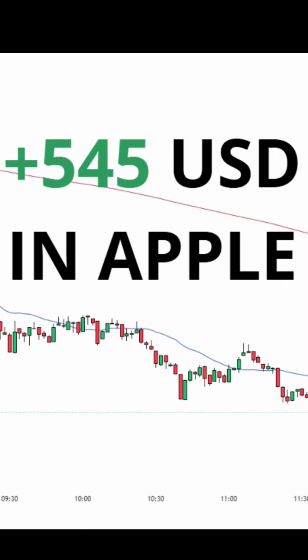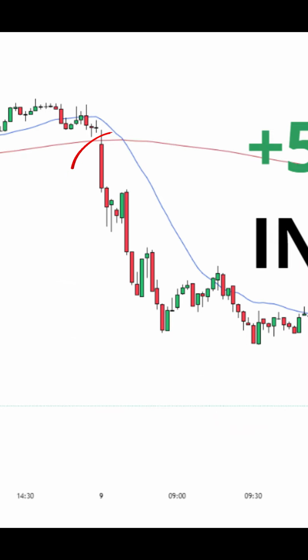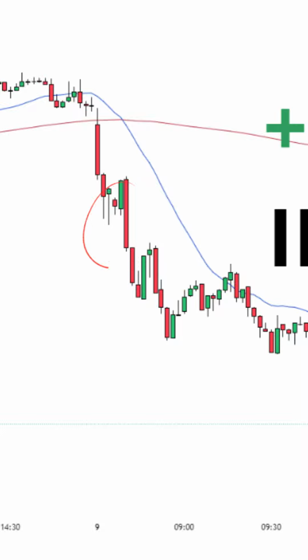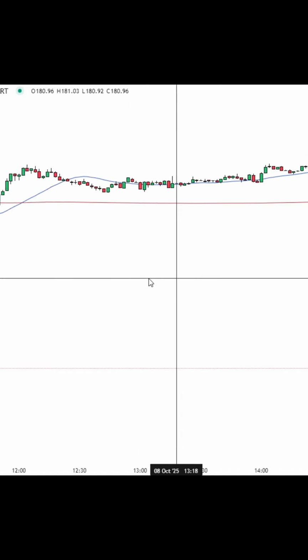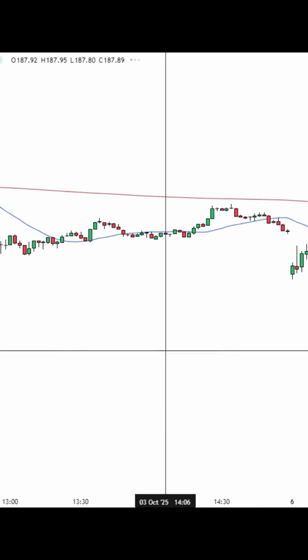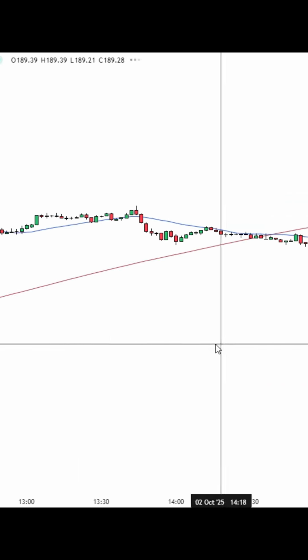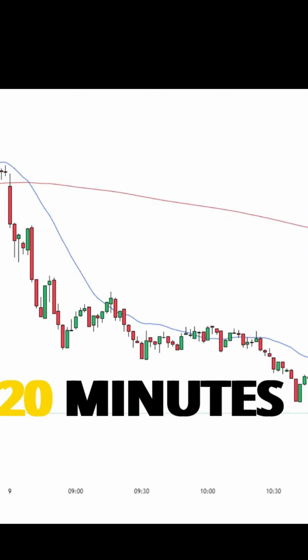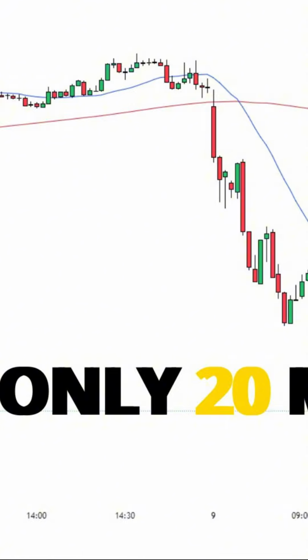Today, I won $545 with this exact strategy that I use every single day in the stock market. This strategy is so powerful, I have been using it for many years now, because when you learn this strategy, it will generate forever, because markets always do the same. This strategy will allow you to make profits in the first 20 minutes of the markets or even less.